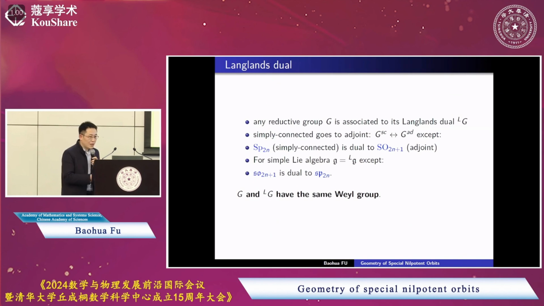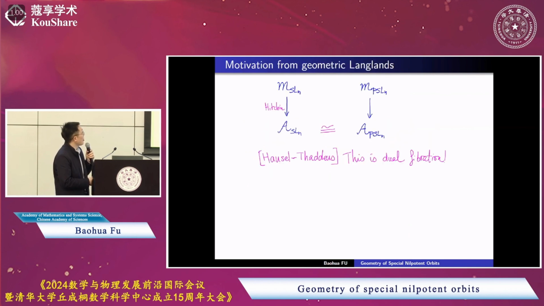And then we have the Langlands dual. Whenever you have a reductive group G, you can construct the Langlands dual. In most cases, the type will not change. The type will only change in types B and C. So Sp(2n) corresponds to SO(2n+1). This is the only case where the Langlands dual has a different type.